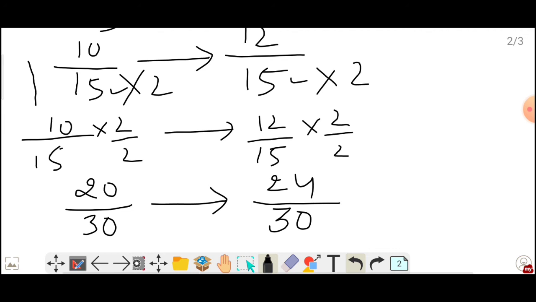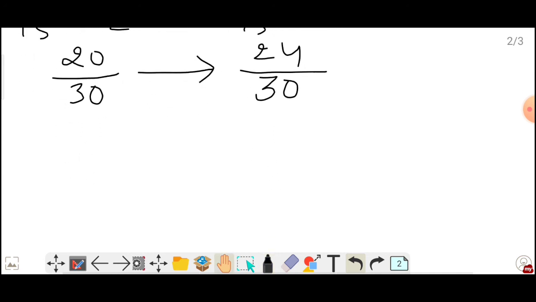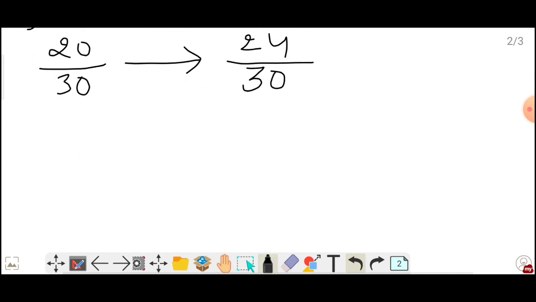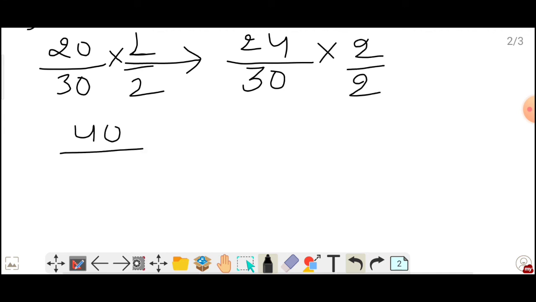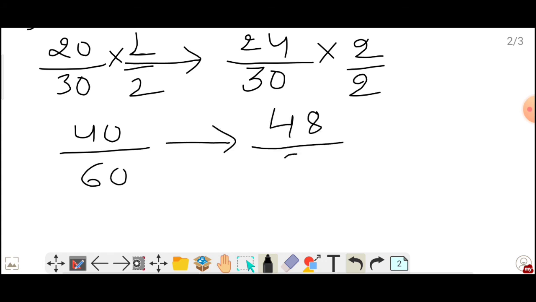Only 3 numbers, but according to the question we need to write 5 rational numbers. Again I will multiply the denominator 30 by 2. See now, I will multiply into 2 by 2. Here also the same, into 2 by 2. 20 2s are 40 upon 30 2s are 60. For the last number, 24 2s are 48 upon 30 2s are 60.